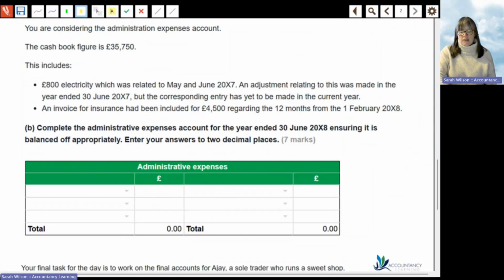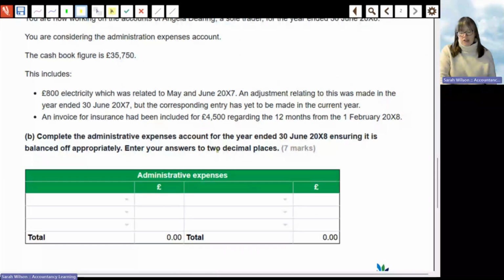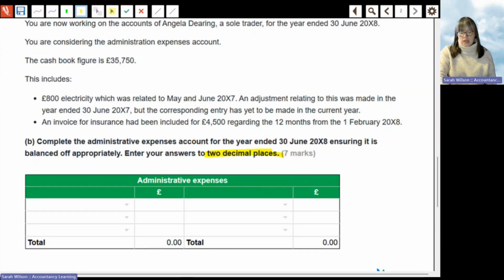An invoice for insurance has been included for £4,500 regarding the 12 months from the 1st of February 20x8. So now we need to complete the administrative expenses account for the year ending the 30th of June 20x8 and ensure it's balanced off appropriately. We also need to make sure we enter to 2 decimal places. So there's a lot of information in here.